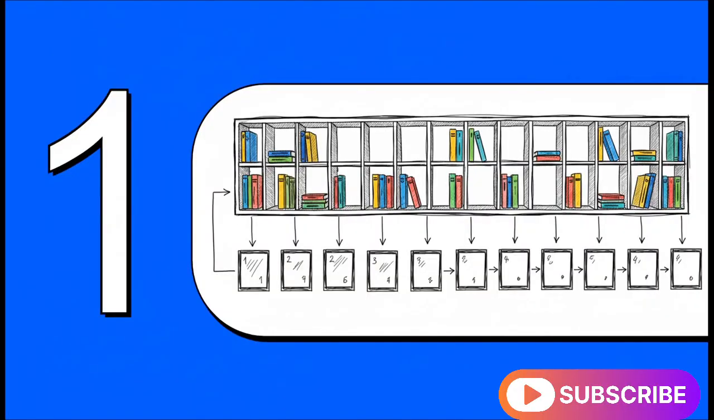All right, so first things first, what's the most obvious, most straightforward way to do this? Well, we could just build one single, massive, continuous bookshelf, and then we give every single slot on that shelf its own number, or what programmers call an index. And just like that, we've created our very first and maybe most fundamental data structure, the array.